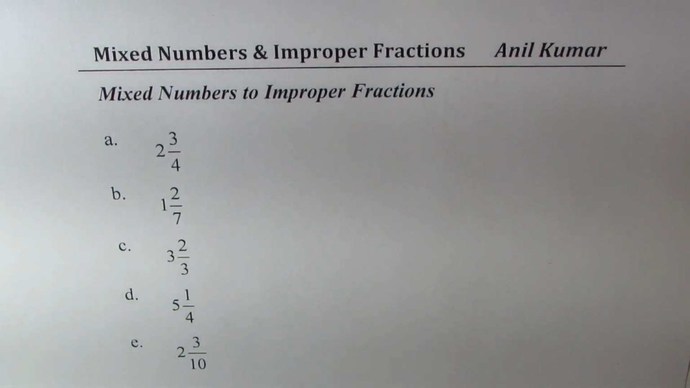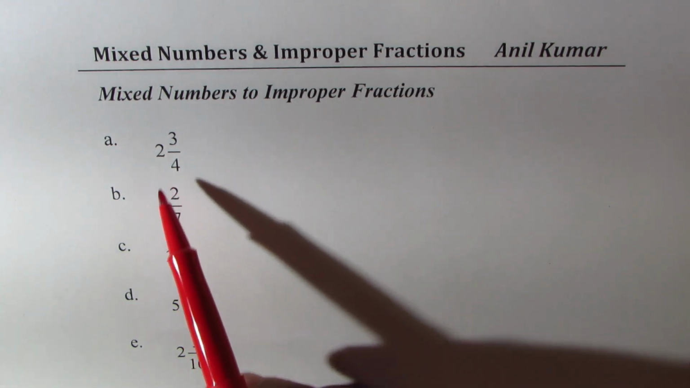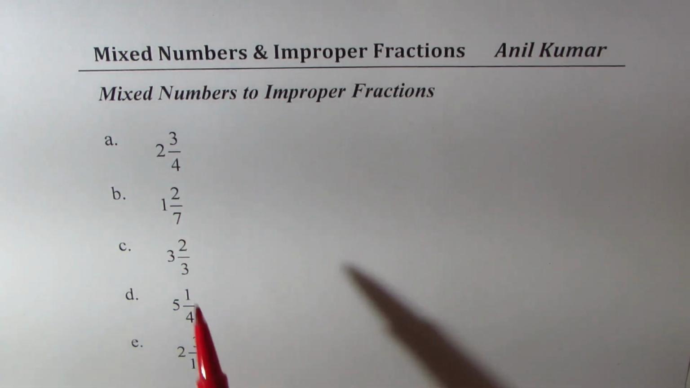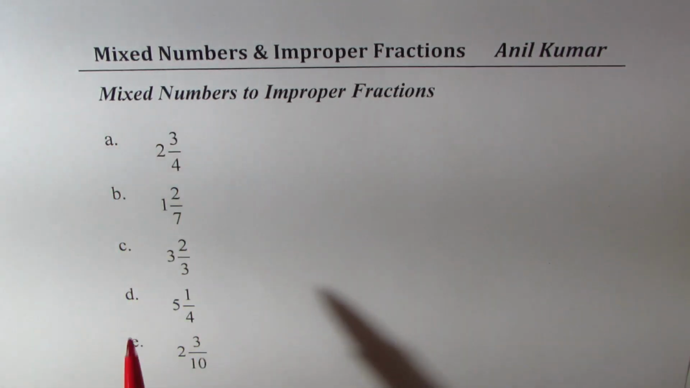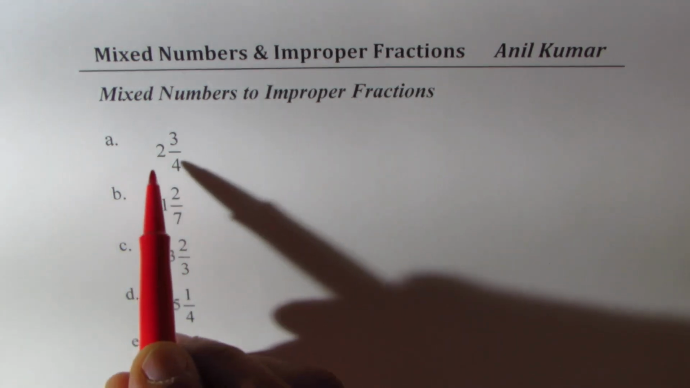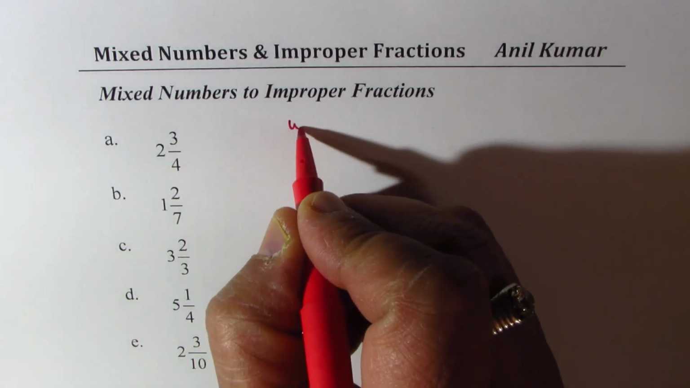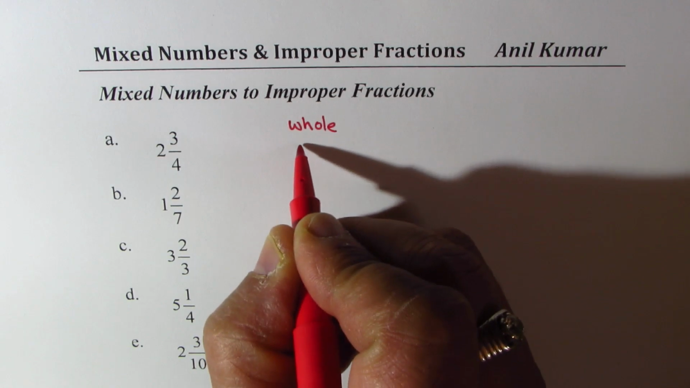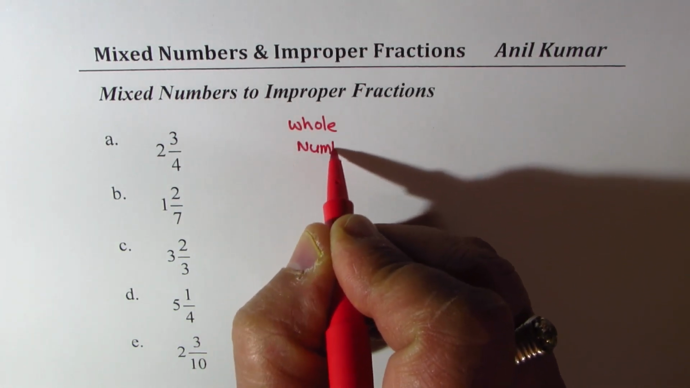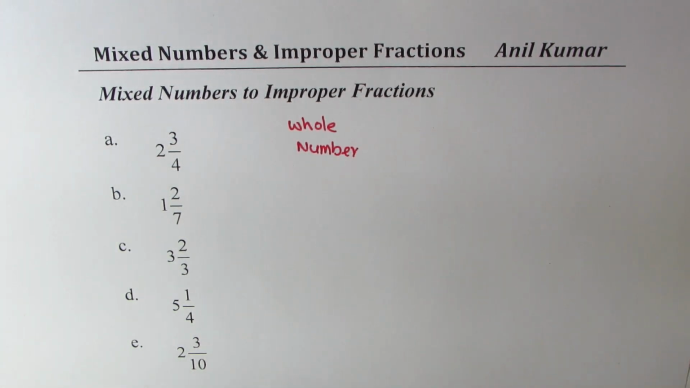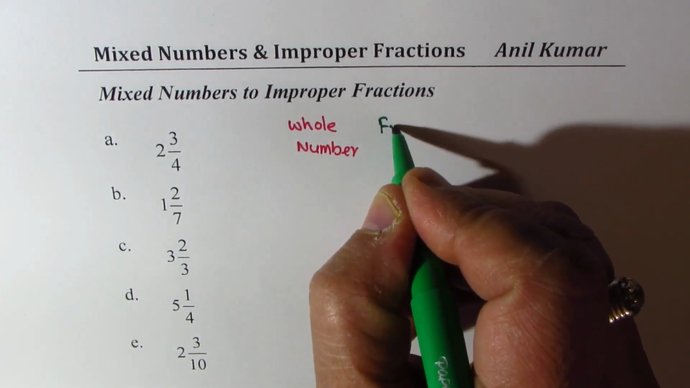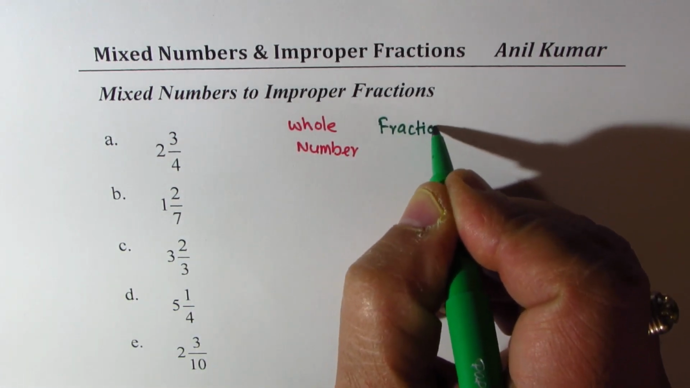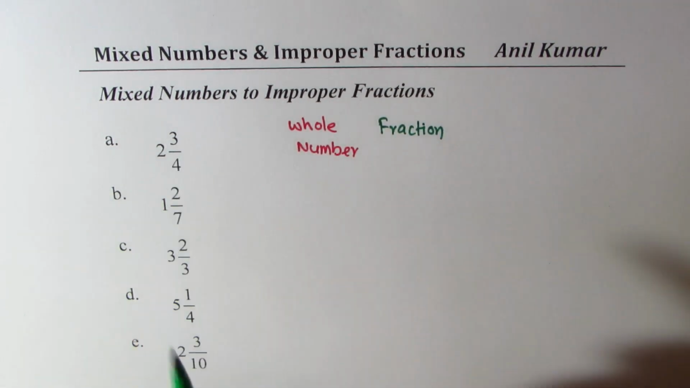We will learn how mixed numbers and improper fractions are related. So here we have all the mixed numbers. When I say mixed numbers, that means it has two parts. One, we have a whole number, right? And we have a fraction part. Correct? Like here you see.